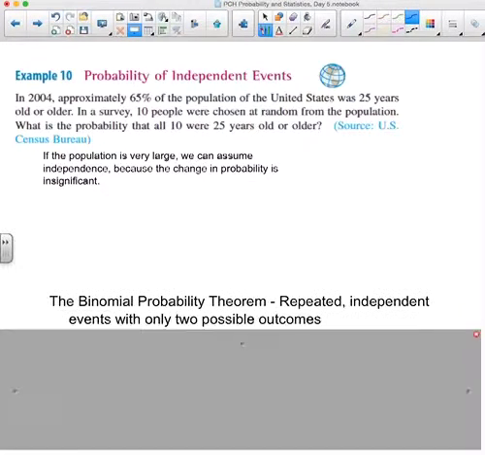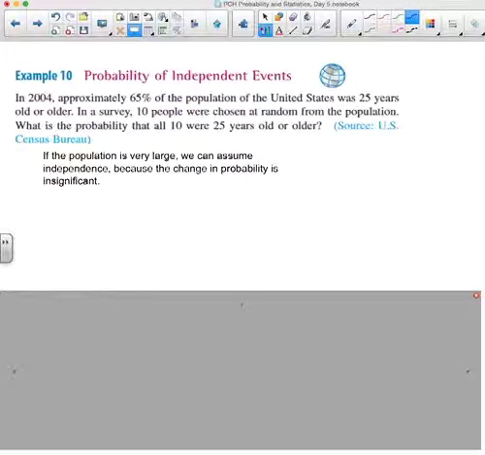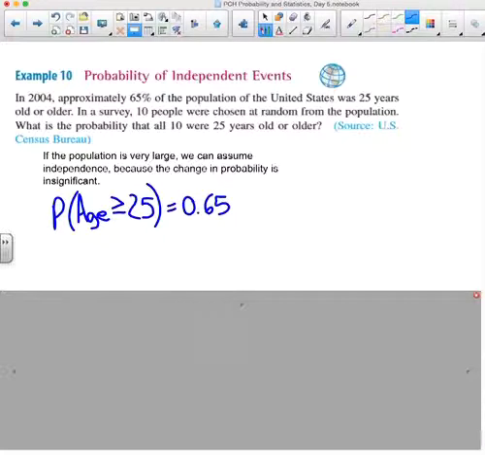So, let's think about this. The probability of picking someone whose age is 25 years or older is what, according to our problem? 65%. Okay, so 0.65. So what would the probability of all 10 people being older than 25 be? All 10.